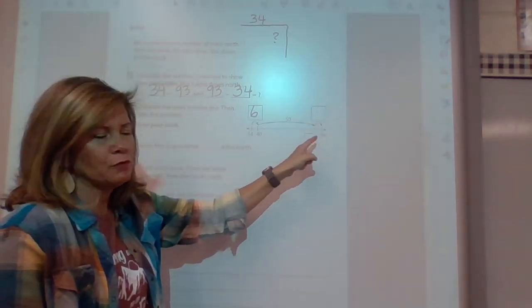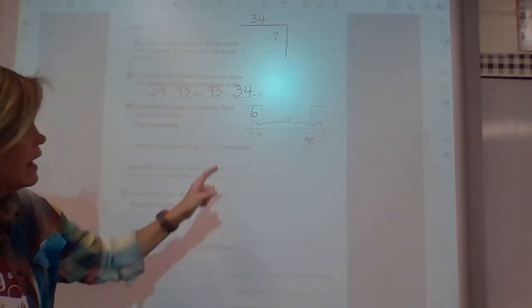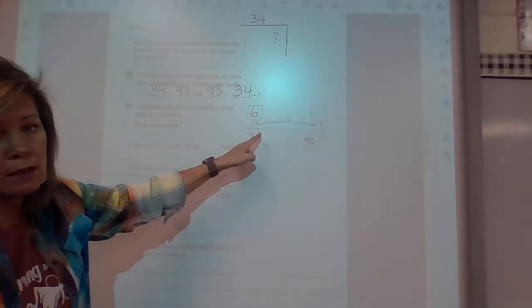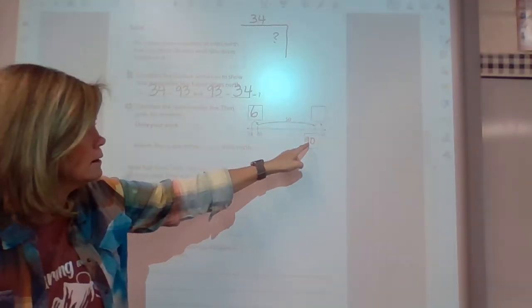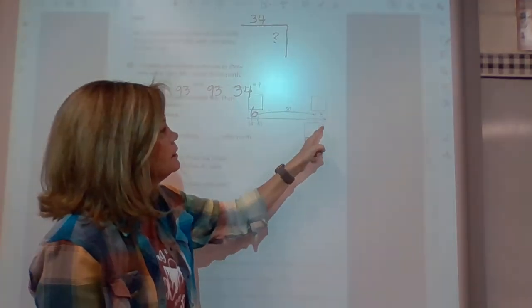Well, if you're at 93, what comes right before it that's a 10? Well, that's 90. Okay. And that's 50 hops. So let's check. Is 40 plus 50 90? Yep, we're good. Now, how many hops from 90 to 93?